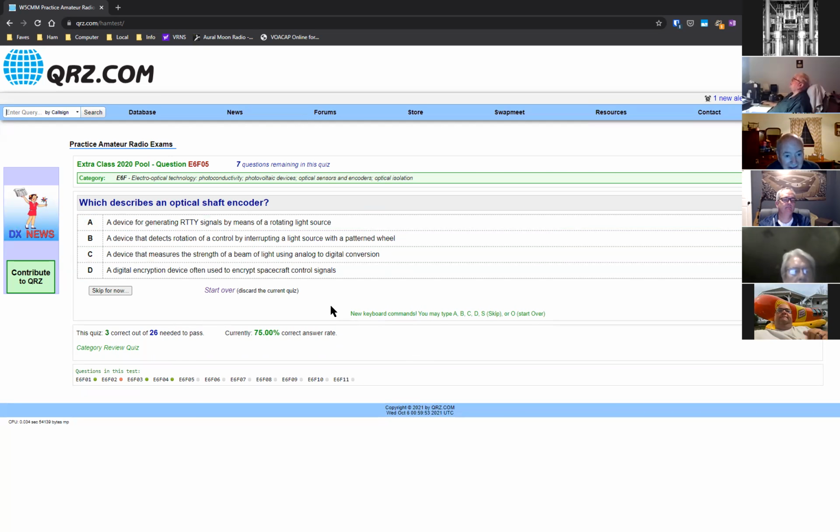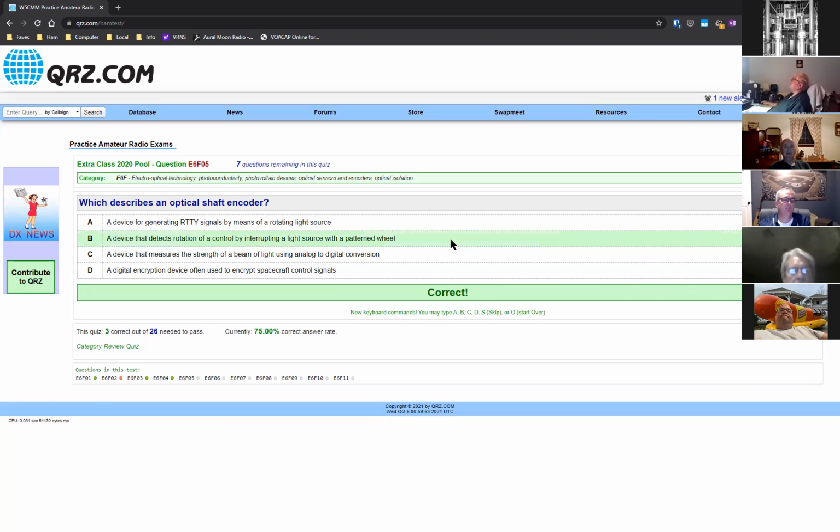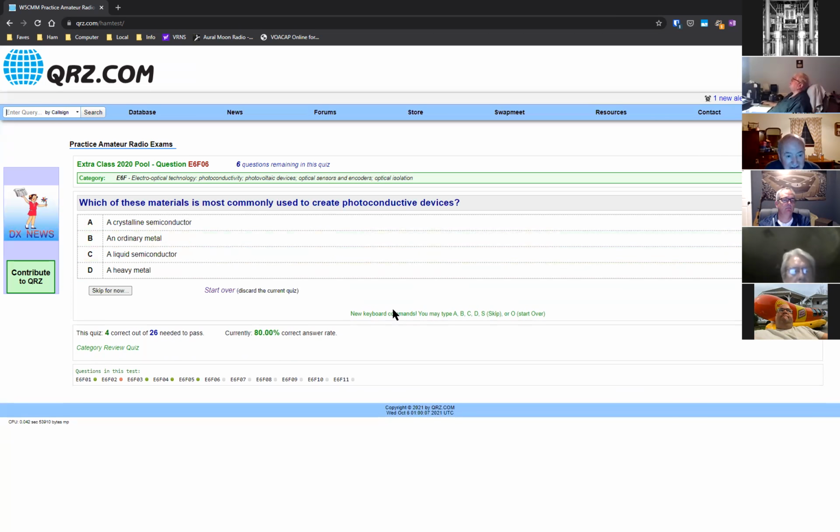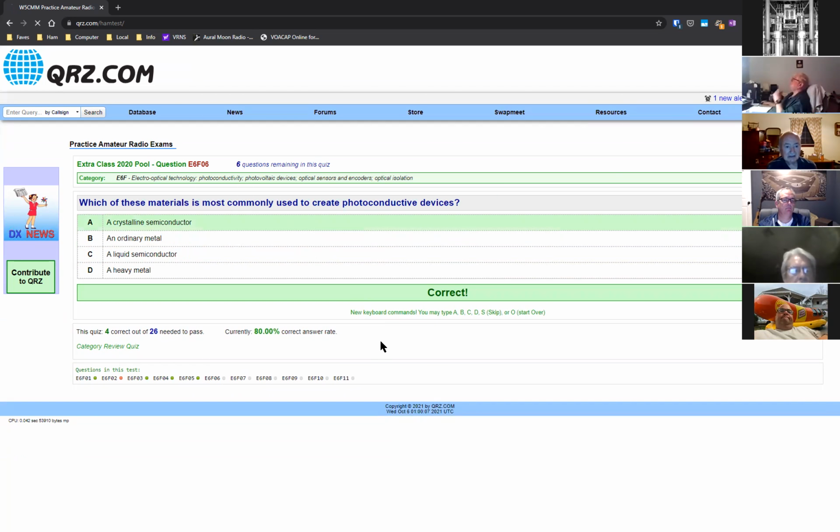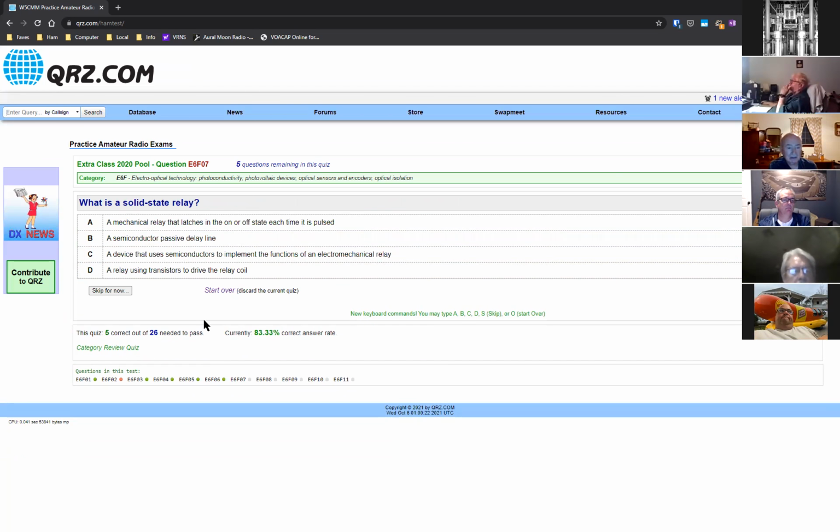Which describes an optical shaft encoder? B. Yeah, B, bravo. The wheel. Which of these materials is most commonly used to create photoconductive devices? A. Yeah, crystalline semiconductor. What is a solid state relay?